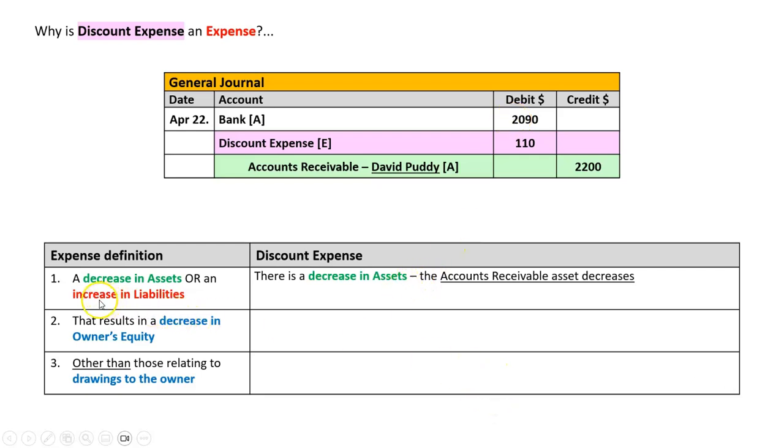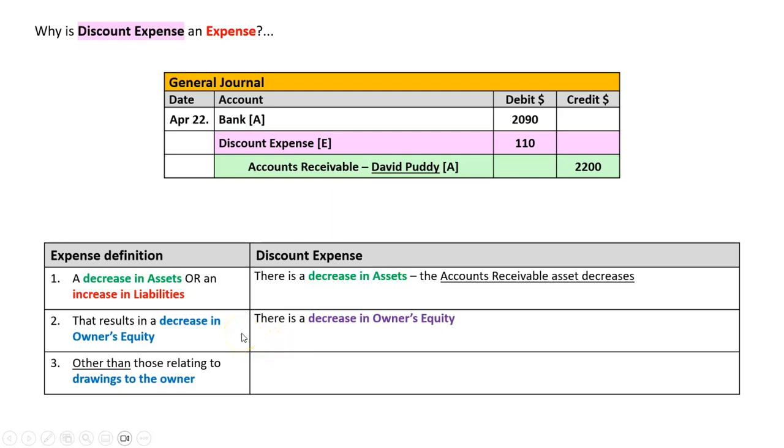Also remember, when you're doing this, do not give the part of the definition that does not apply. So don't say this is a decrease in assets or an increase in liabilities. Liabilities have nothing to do with this, so you're not allowed to mention it. You just talk about the bit that does apply, which in this case was a decrease in assets. It's going to decrease owner's equity. Don't really need to relate that.